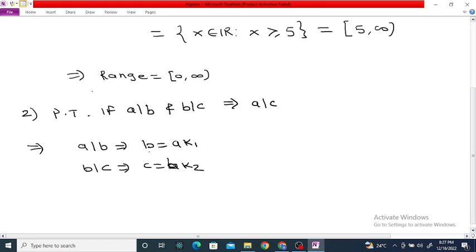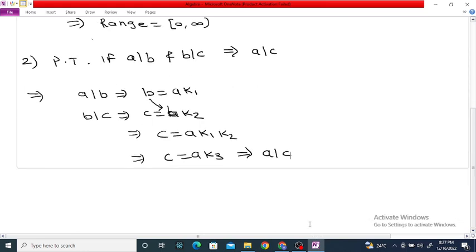So put the value of b in this equation, we get c is equal to a times k1 k2. Say k1 k2 is equal to k3, so c is equal to a k3. Now here c is a multiple of a and this implies a divides c.